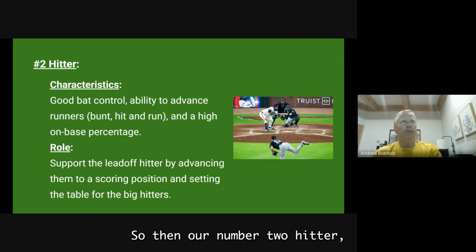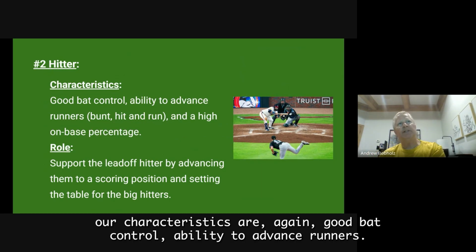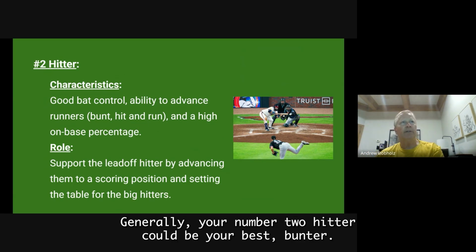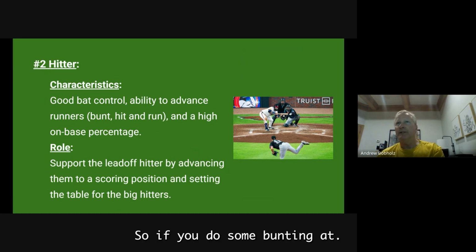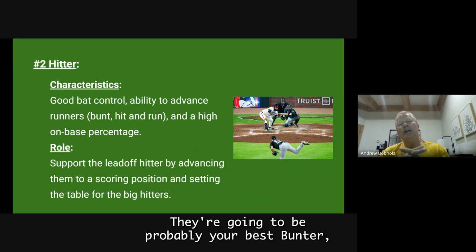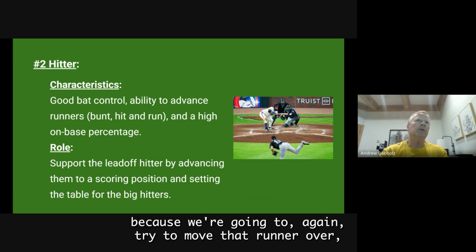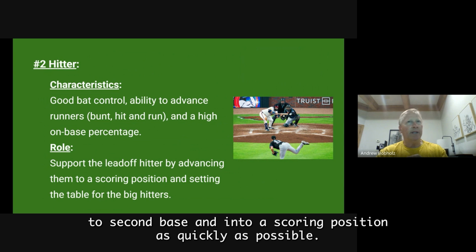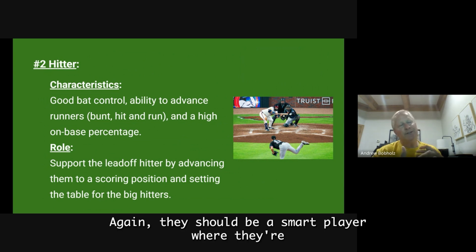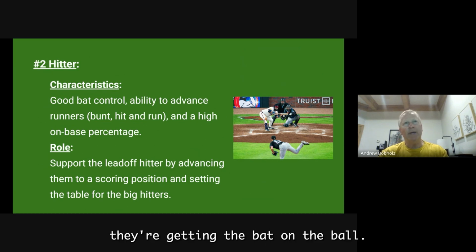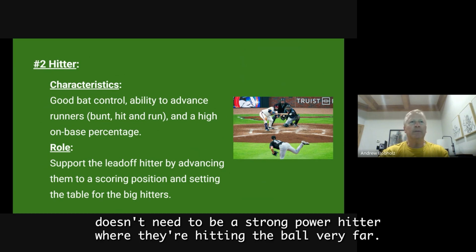So then our number 2 hitter, our characteristics there, again, good bat control, ability to advance runners. Generally, your number 2 hitter could be your best bunter. So if you do some bunting, if that's part of your offensive strategy, they're going to be probably your best bunter, because we're going to, again, try to move that runner over to second base and into a scoring position as quickly as possible. Again, they should be a smart player where they're getting the bat on the ball. Again, it doesn't need to be a strong power hitter where they're hitting the ball very far.